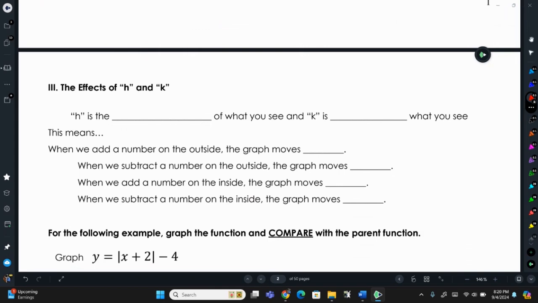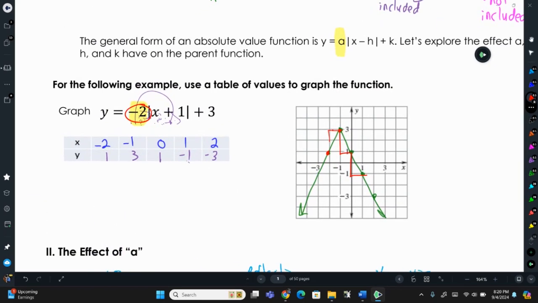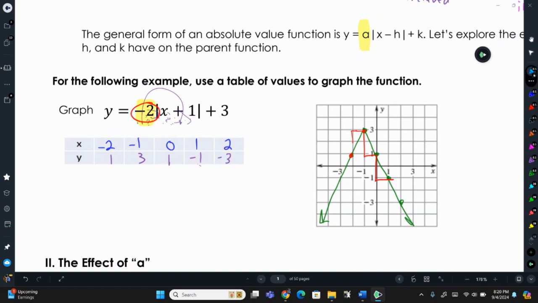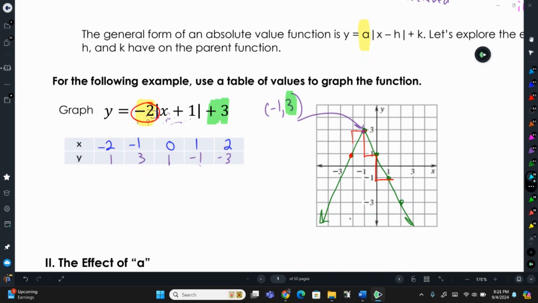Then the effects of h and k. So let's go back here. What's the vertex? The vertex is the pointy part right here. That is negative 1, comma positive 3. So if we compare that to this function here, where do we see that? Well, 3 and positive 3, that's easy. But it says plus 1, positive 1, but our vertex is at negative 1.